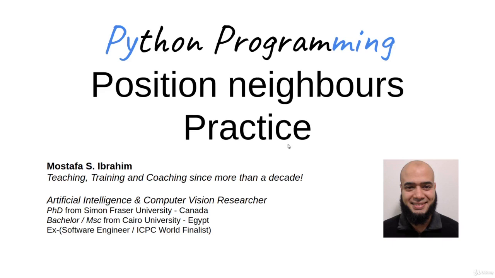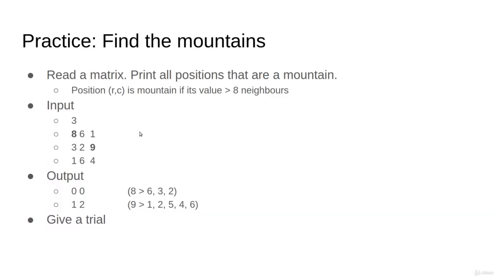In this video, we'll try to make a practice over the position neighbors idea so that you can see how that could help you in practice. In this problem, we will read a matrix. Whenever I say read a matrix, I mean that typically it's an integer matrix, and you read the number of rows, then you start to read row by row, which could be maybe seven values, 8 values, whatever, but all of them will have the same number of columns. This is what I mean by read a matrix.